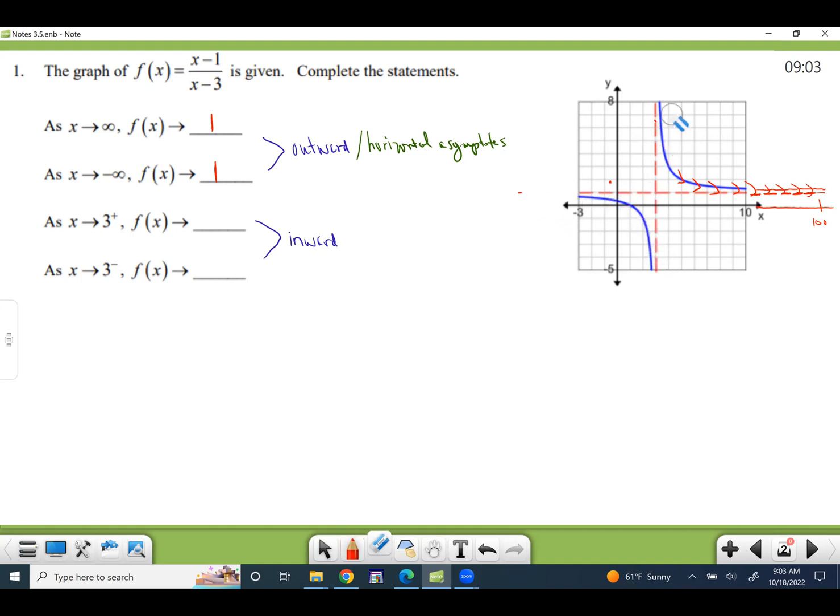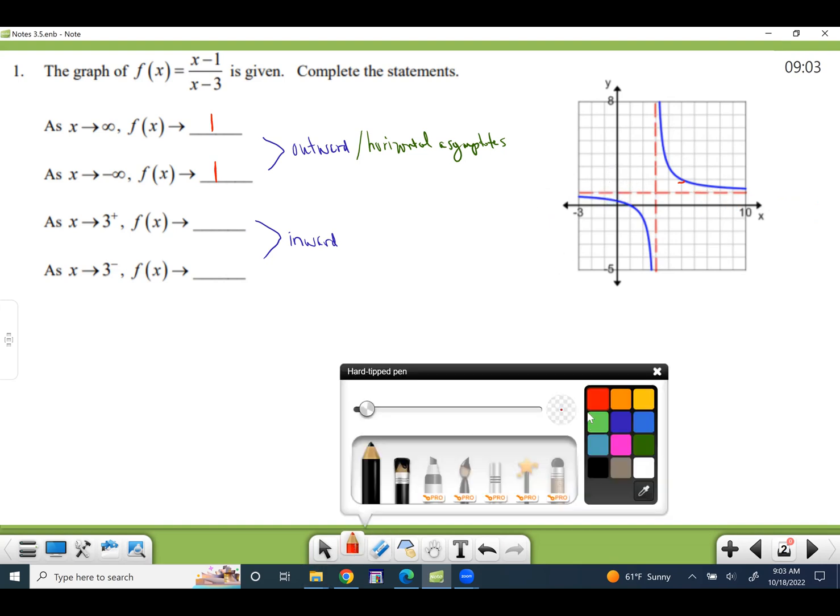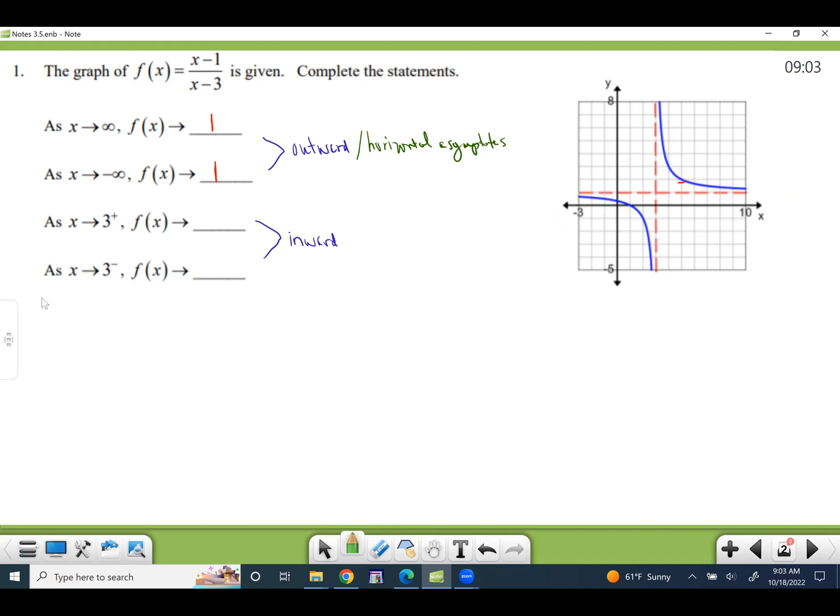Let me erase these marks so that we can see. Now we're going to travel the graph in a different way. I'm going to head inward instead of outward. So this says as x approaches 3 from the right. Well, you'll notice 3 is right here where this vertical asymptote is. So I want to head towards 3 from the right-hand side. So I'm going to take this blue graph and head inward on it, towards 3.